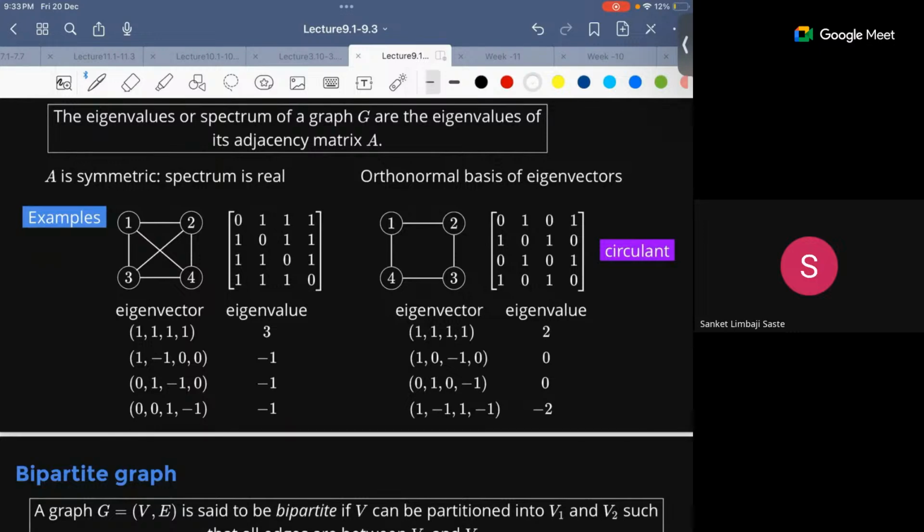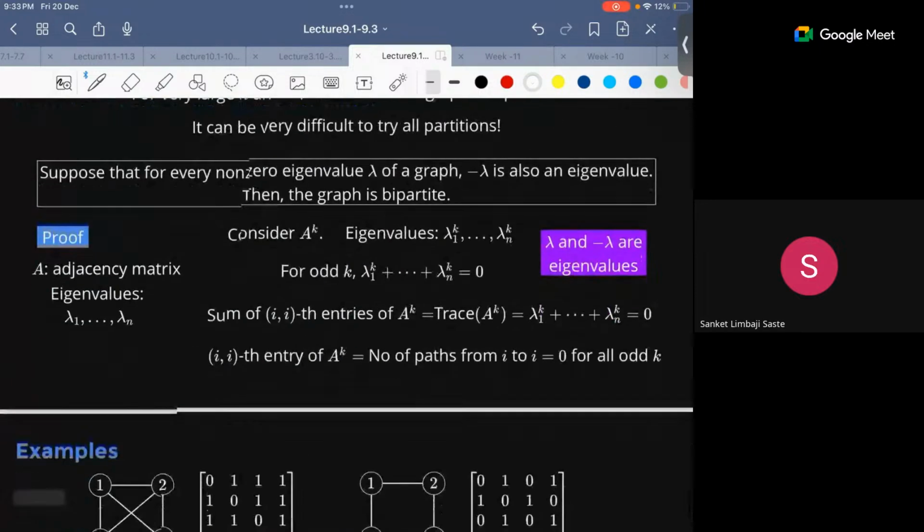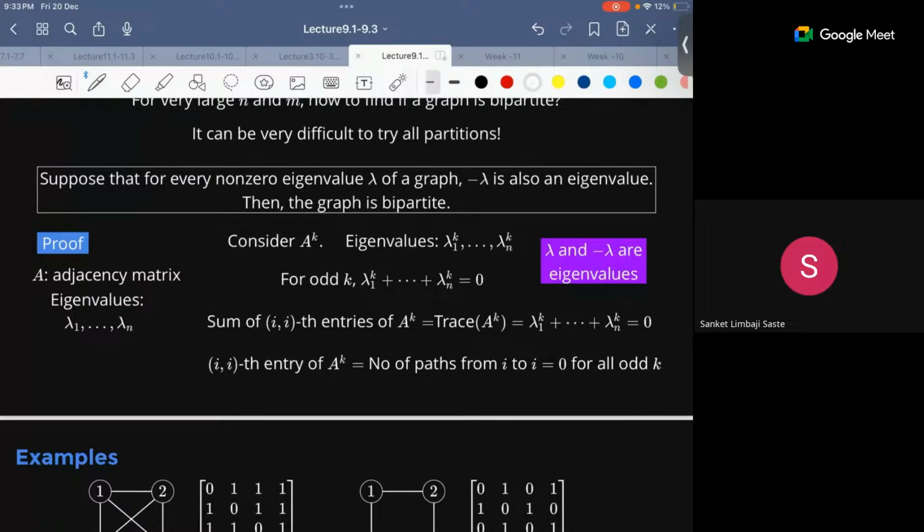You calculate the eigenvalues. If, for example, you have an eigenvalue 2, then minus 2 should also be there. For any non-zero eigenvalue present, the negative counterpart should be there. For 2, minus 2 should be there. For 3, minus 3 should be there. So for any non-zero eigenvalue lambda of a graph, minus lambda should be present. If this happens for all non-zero eigenvalues, then you can say the graph is bipartite.